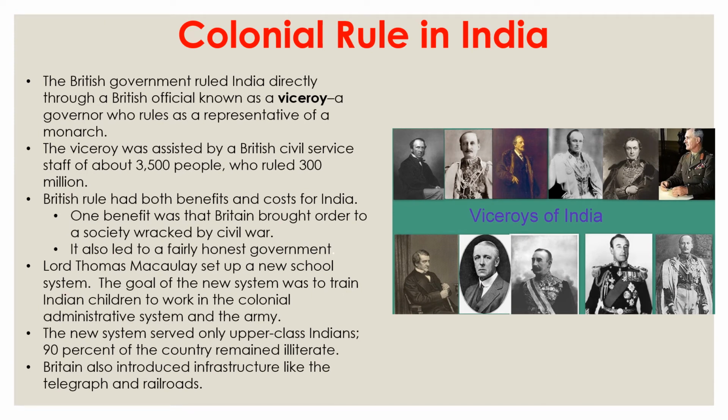The British government ruled India directly now through a British official known as a viceroy, a governor who rules as a representative of the monarch. And if you think about it, the name makes sense. Vice meaning representative of, roy of royalty, almost like a vice king or a vice monarch, if you will. The viceroy in India was assisted by a British civil service staff of about 3,500 people who ruled the 300 million Indians living in India.